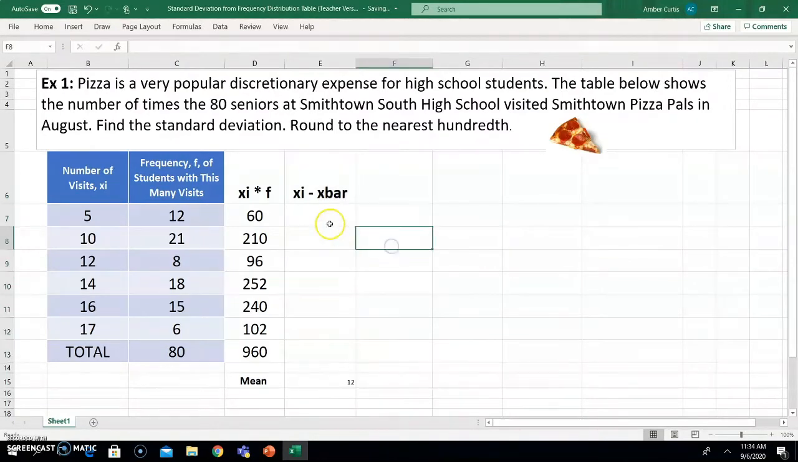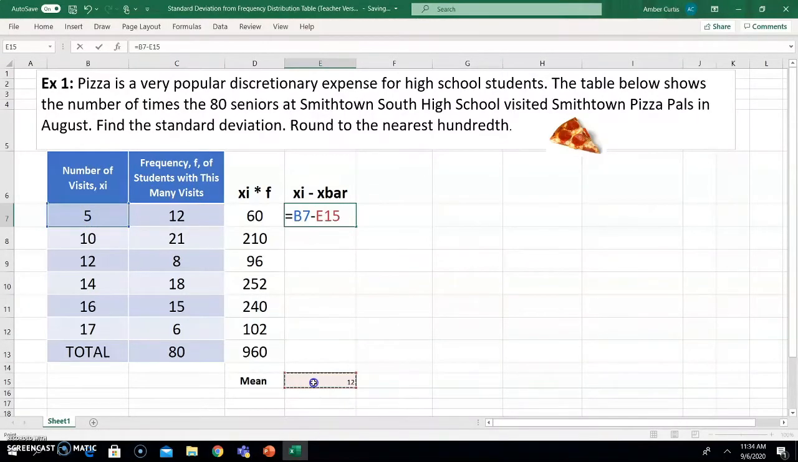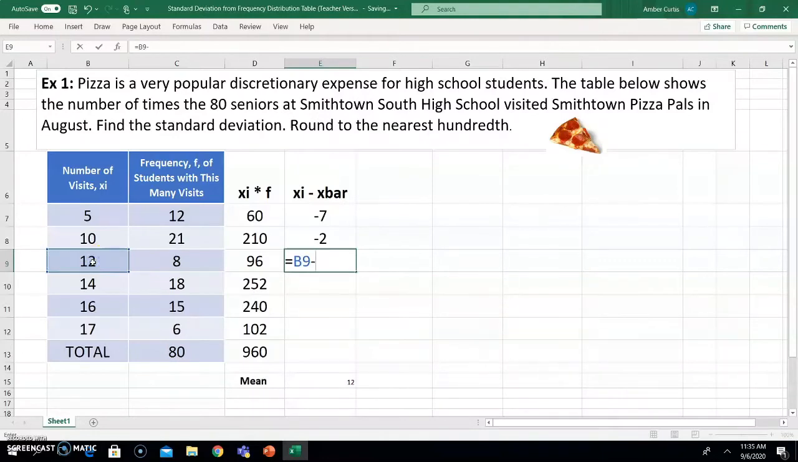All right, so I'm going to take my mean, which was 12, and I'm going to subtract it from each of my x sub i's. If I look here, this is my x sub 1, and I'm going to subtract my mean, which is down here in cell E15. And then I'm going to do that for every single one of these. And I'm going to find the difference between each data point and the mean.